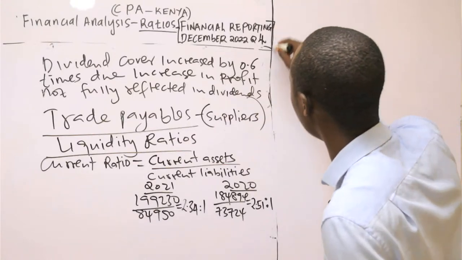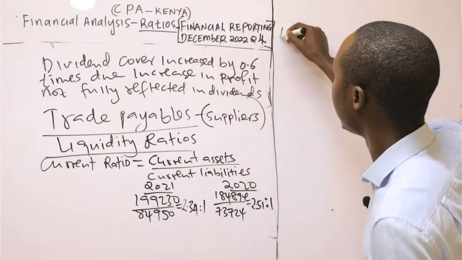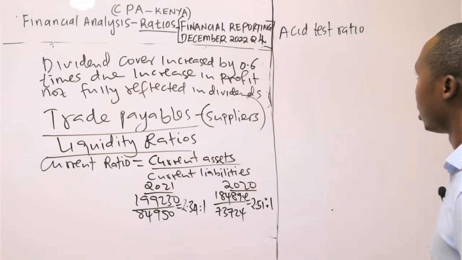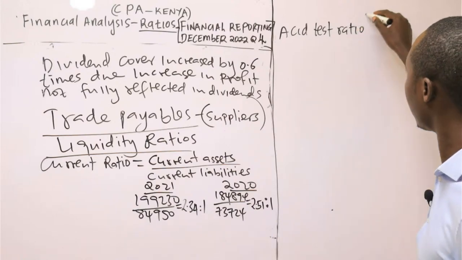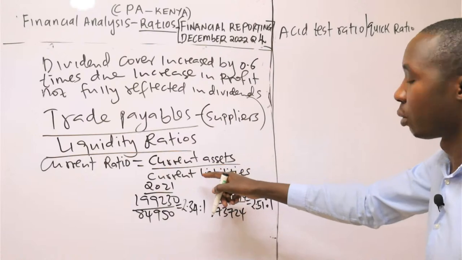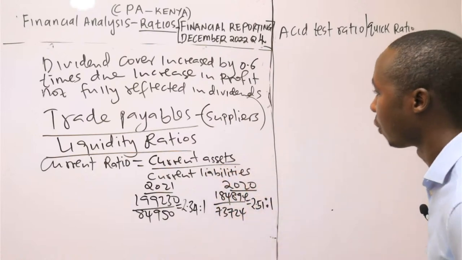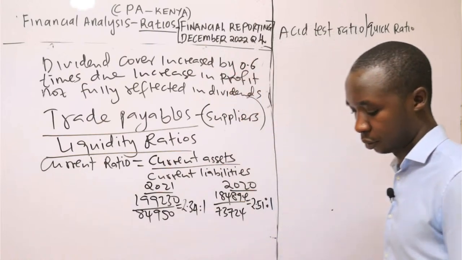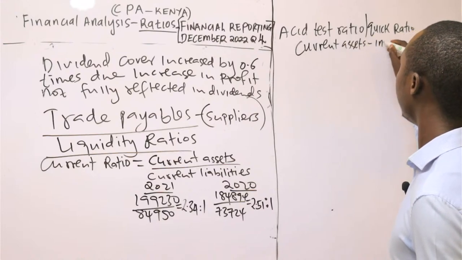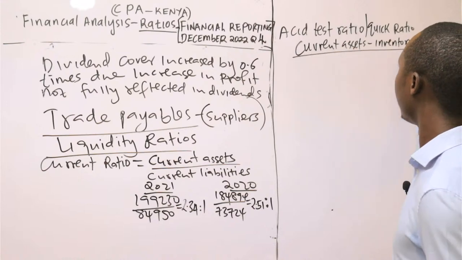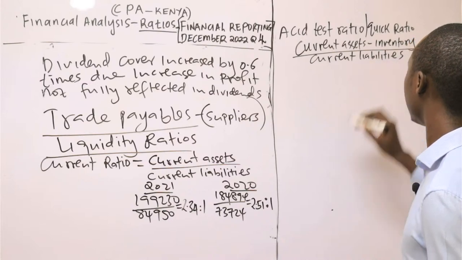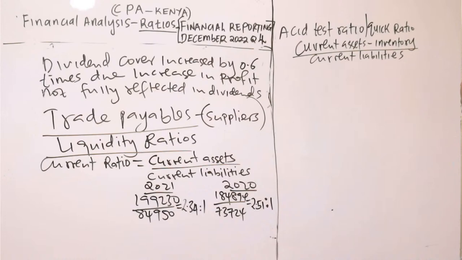So then the next one, according to what Victor told us, another ratio I can look at is the acid test ratio, also called the quick ratio. The only thing I will subtract from what I have applied here is that we have to subtract the inventory from the current assets. So it's all about current assets, you minus inventory, then you divide with what? You divide with the current liabilities.